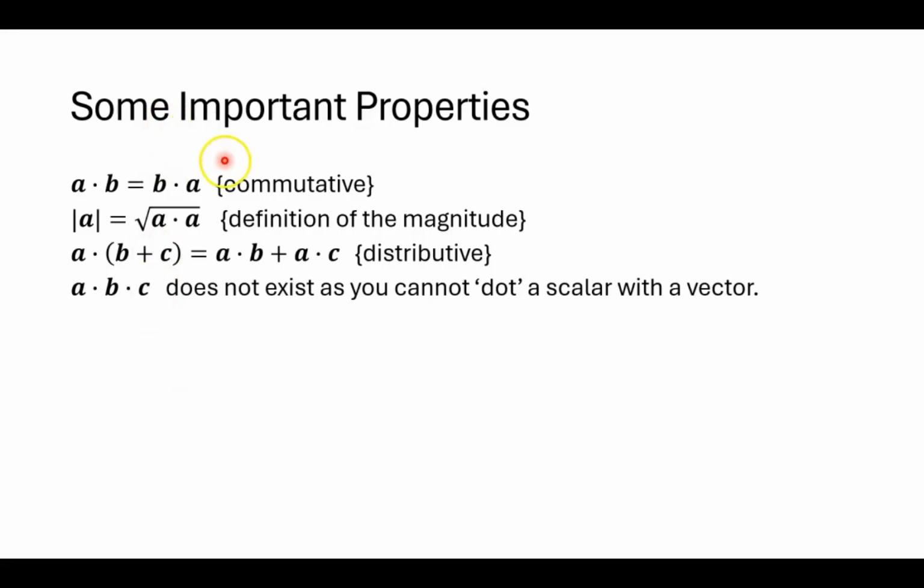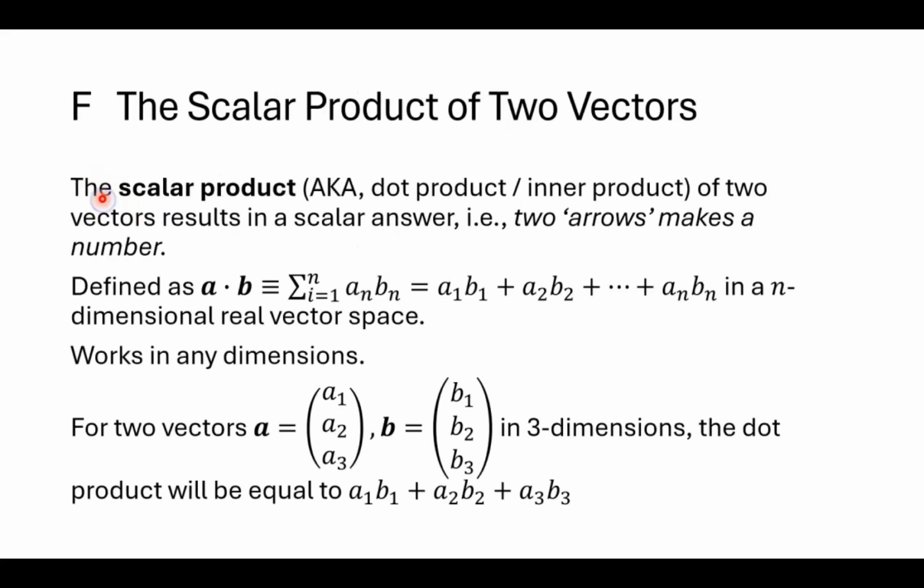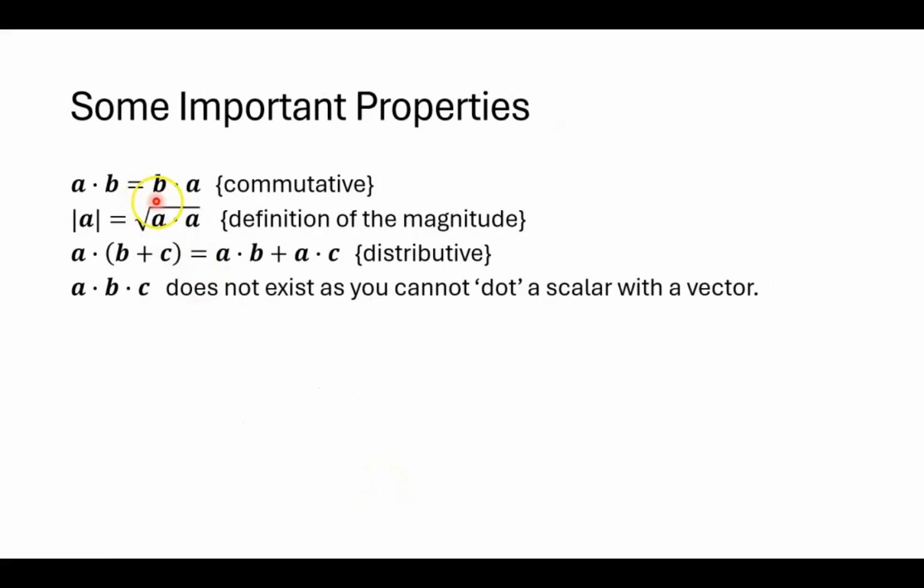And then you also need to know some important properties of the dot product. The first one is they are commutative. So a dot b equals b dot a. It does not matter what order you put them in. As you can see here, a dot b will be a1 b1, plus all the other terms. But b dot a will be b1 a1, and this multiplication does not matter. As you know, 1 times 2 is the same as 2 times 1, so the order does not matter.